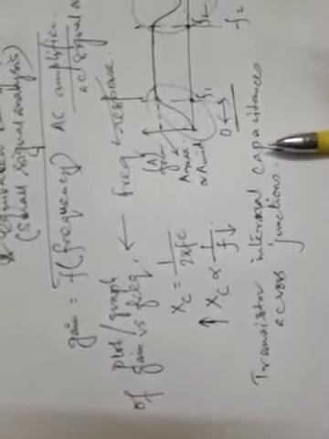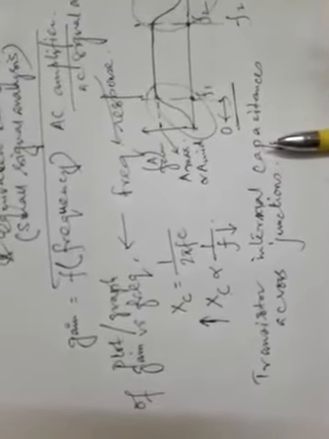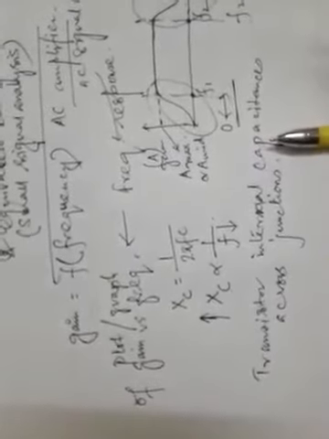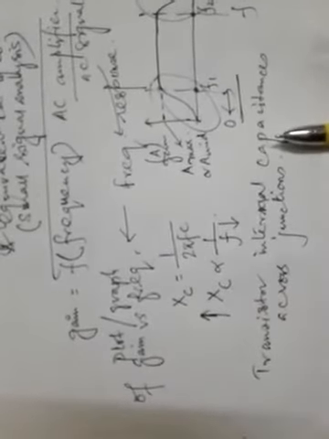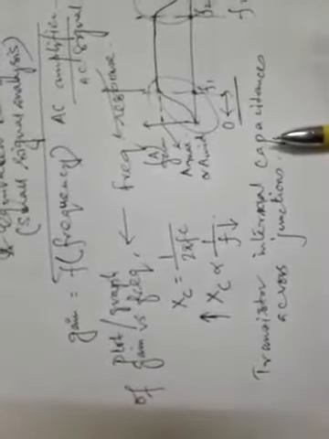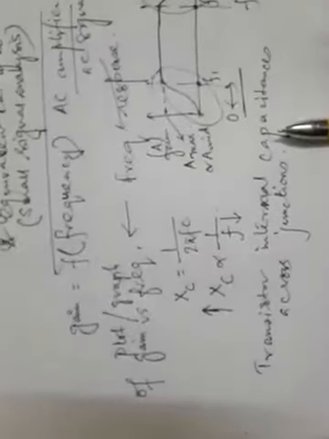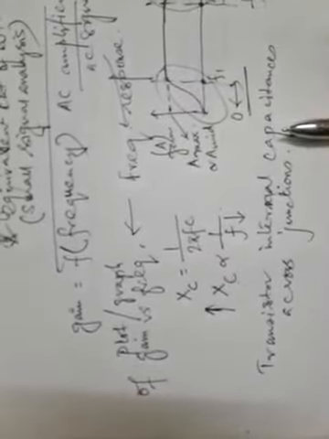So because the BJT has two junctions, rather we can say it will give three junction capacitances: one between collector and base, another between base and emitter, and another between emitter and collector. So there will be three junction capacitances inside the BJT amplifier. Let us see the circuit first, and then we will discuss further about this junction capacitance.